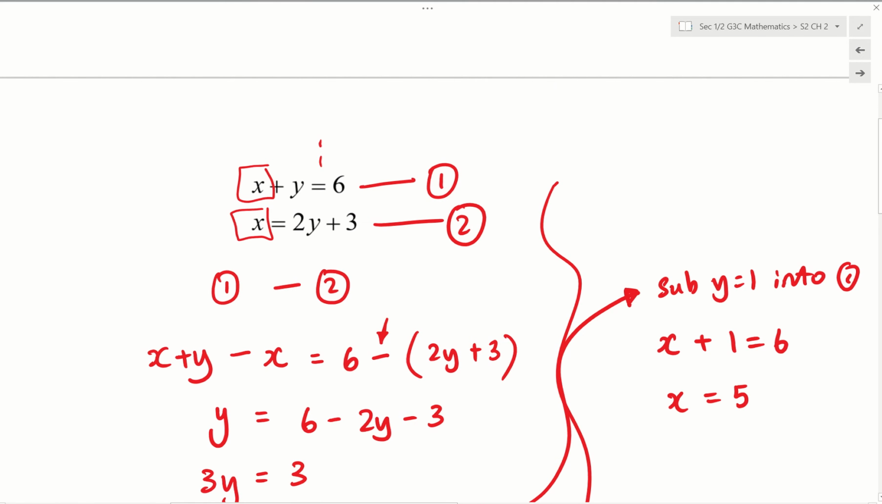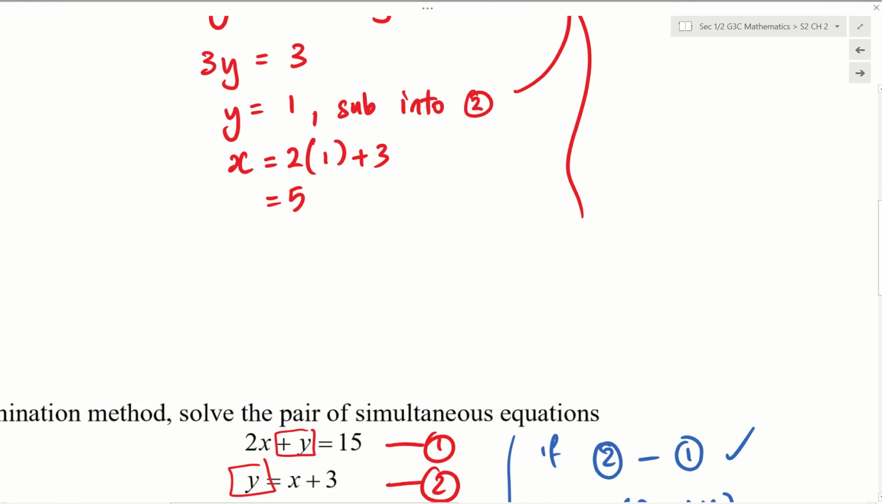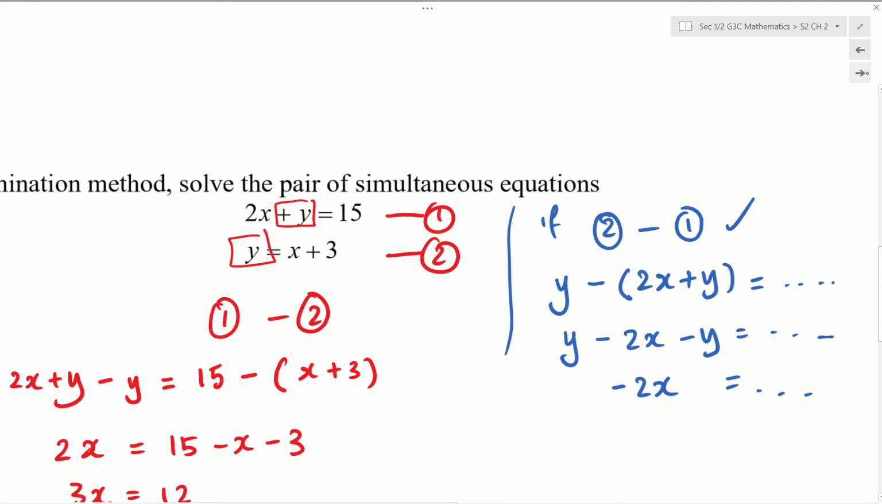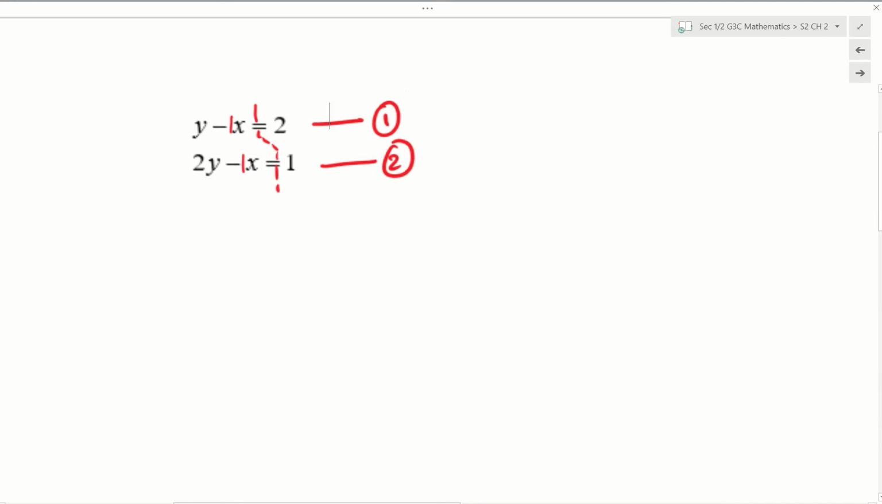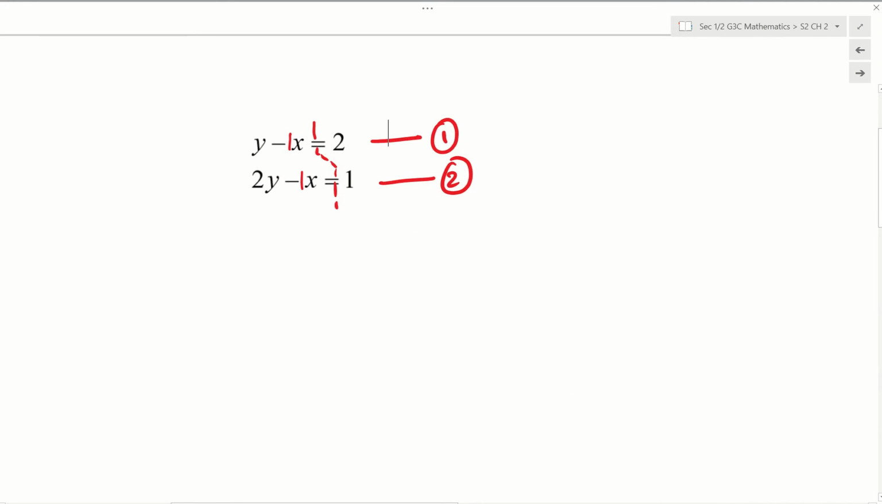And the way to eliminate them is to use one equation to subtract the other equation. Same for all this. Now, in this example, the coefficient is negative 1. What will happen if we take one of the equations to subtract the other equation? Let's try and see what happens. So suppose we take equation number 2 minus equation number 1.